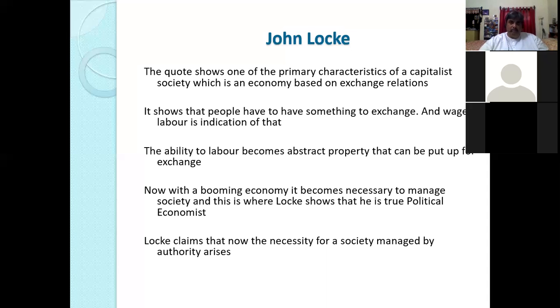Anyway, so when the economy starts booming, when the inequalities are increasing, despite the fact that this fellow is better off than he is here, he would still say that this man is getting much more than me. So Locke believes that this is now time for regulation and management of society. So the necessity for authority comes in automatically once you need regulation in society.